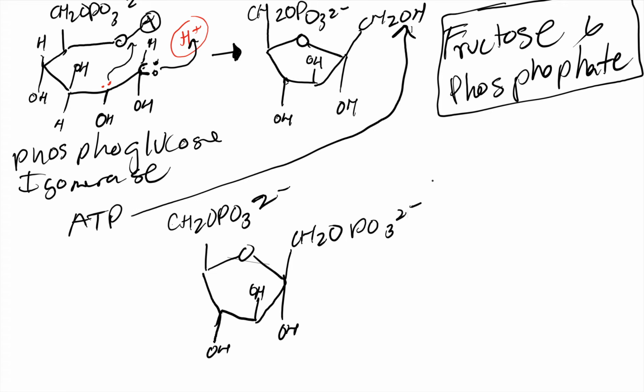Perfect. And of course, we had ATP, it gave a phosphate here, so now it leaves as ADP, because ATP lost one phosphate. It lost this group. Cool.